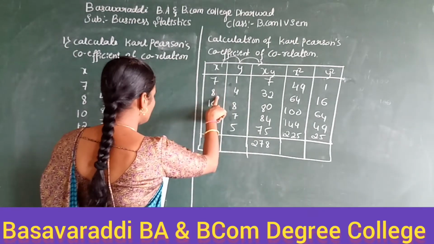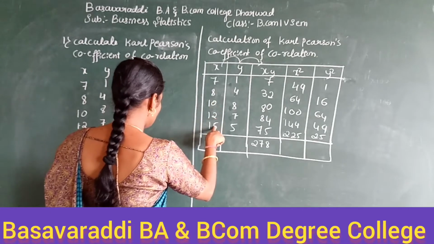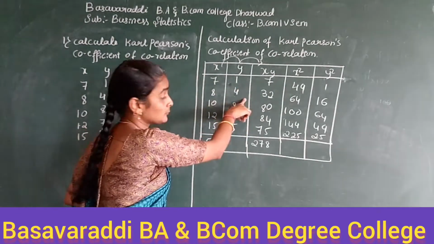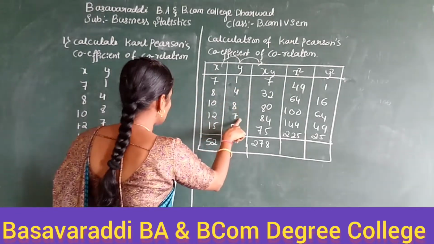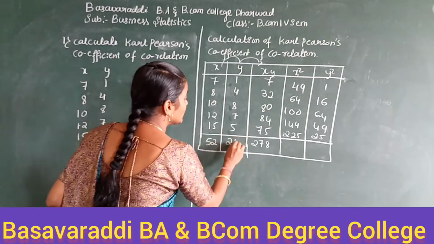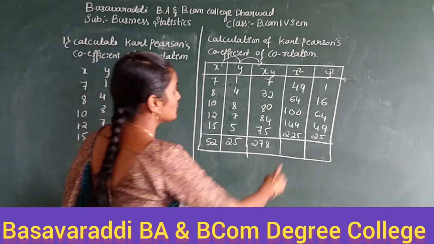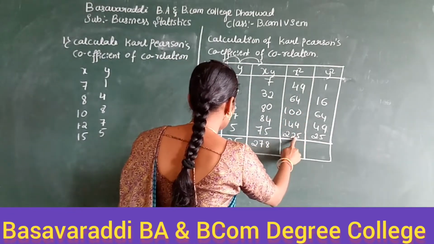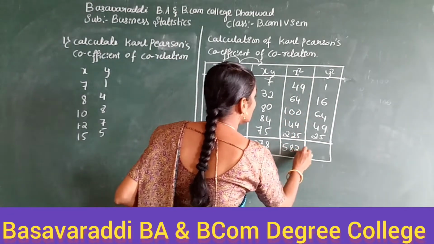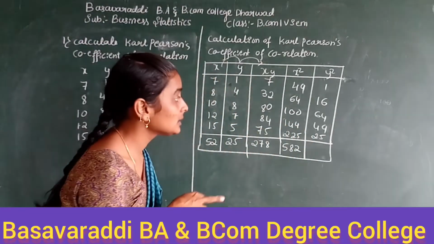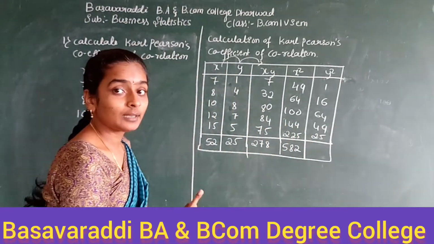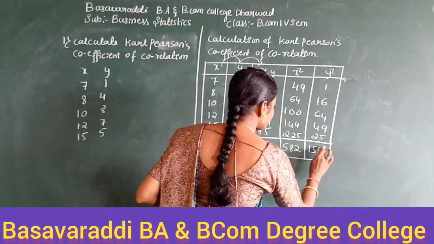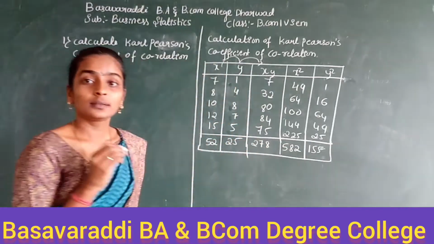Next, x column we have to total. 7 plus 8 plus 10 plus 12 plus 15, that is 52. Next, 1 plus 4 plus 8 plus 7 plus 5, that is 25. Next, 49 plus 64 plus 100 plus 144 plus 225, that is 582. Next, 1 plus 16 plus 64 plus 49 plus 25, the answer is 155.